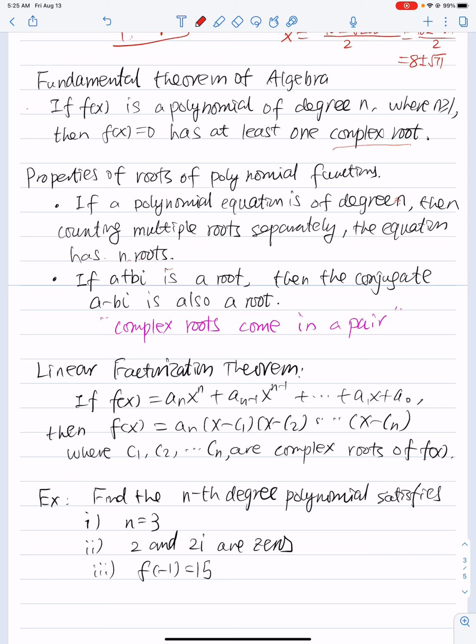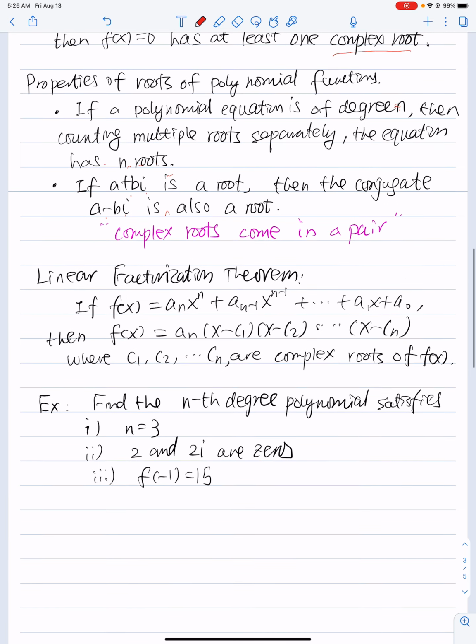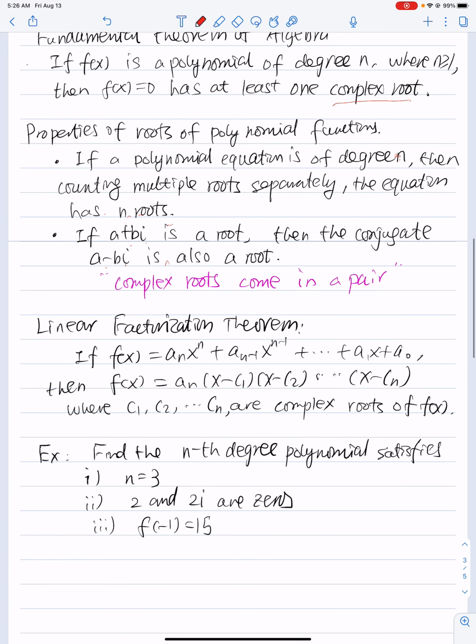Okay, and continue. This is a very powerful one: if a + bi is a root, then the conjugate a - bi is also a root. So the complex roots always come as a pair. Okay, so these are very important properties. And the one more is called what? Linear Factorization Theorem. So let f(x) equal to this, and f(x) can be factored as a_n(x - c1)(x - c2)... (x - cn), okay? And where c1, c2, ..., cn are what? The roots, the complex roots of f(x).